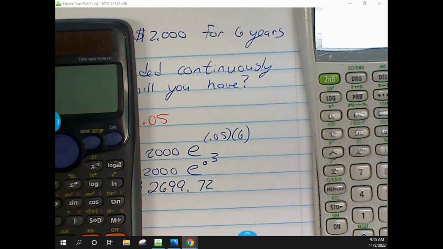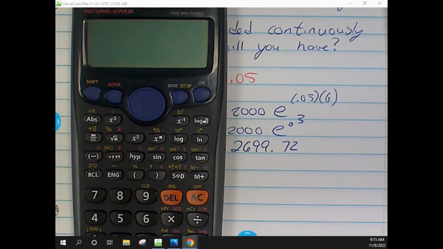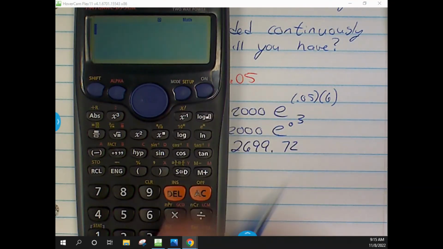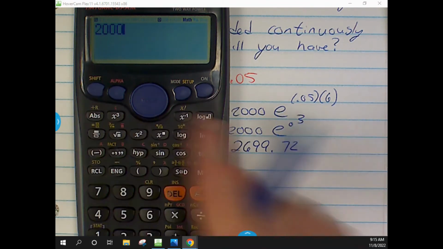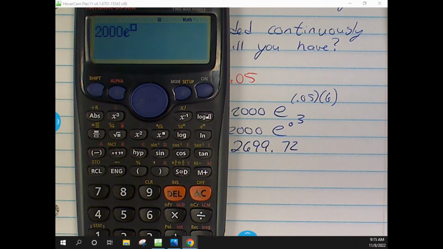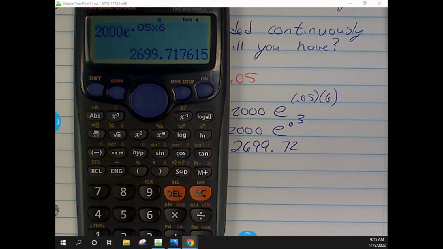All right, and for the Casio, going through it real quick, it is 2000. Again, there's your second. Hit your E button. And that one, same thing, you do 0.05 times 6. As long as it leaves it in the exponent, it's okay. 2699.72 if we round it off.